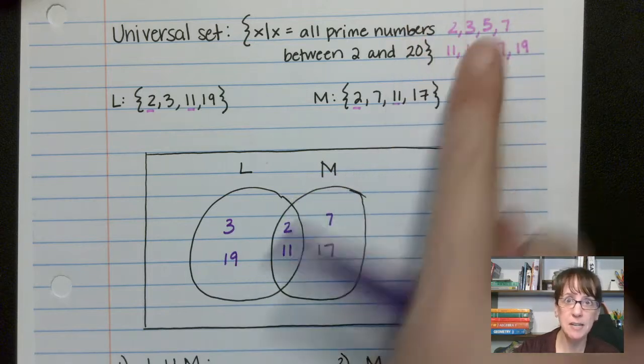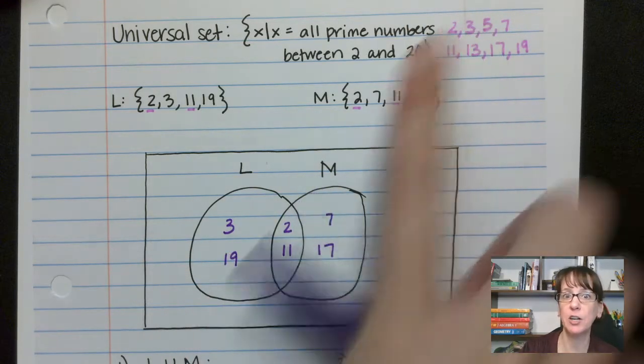Now, remember, all of these numbers are included in the universal set, so some of these numbers up here are not included down here.